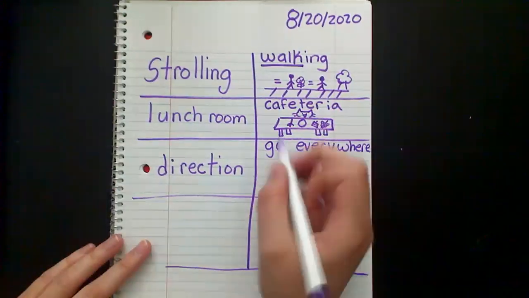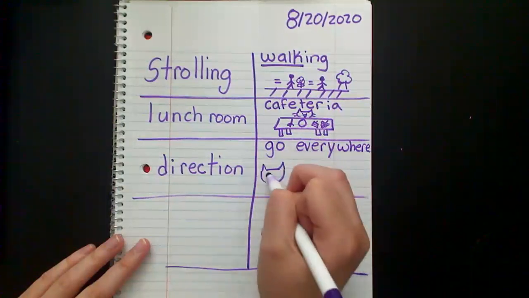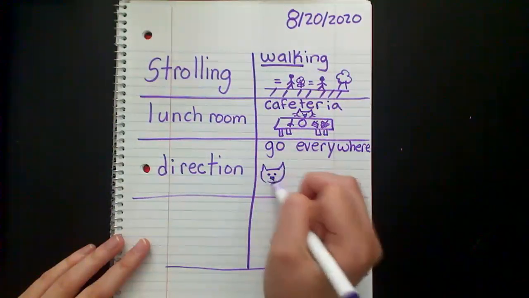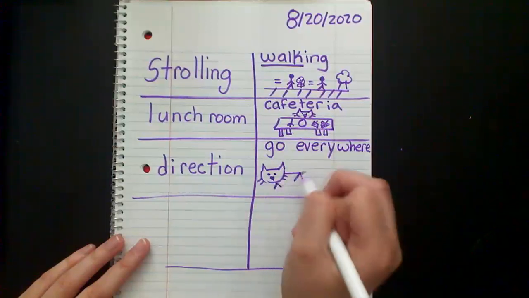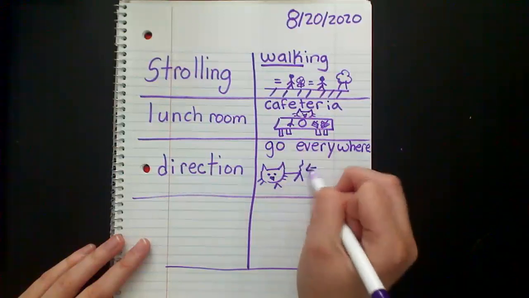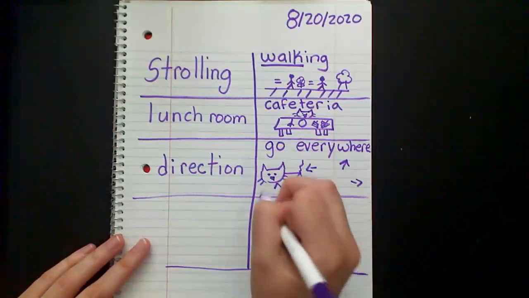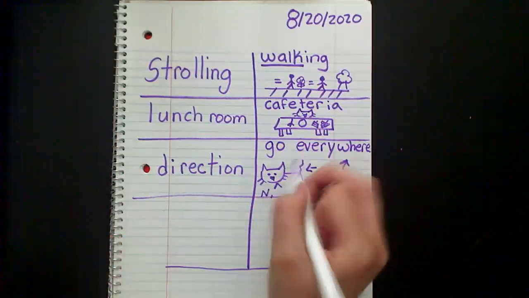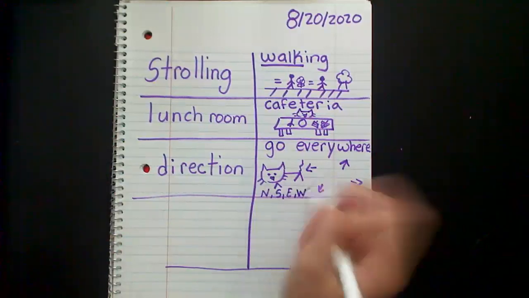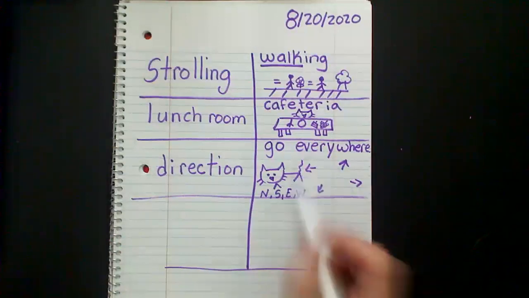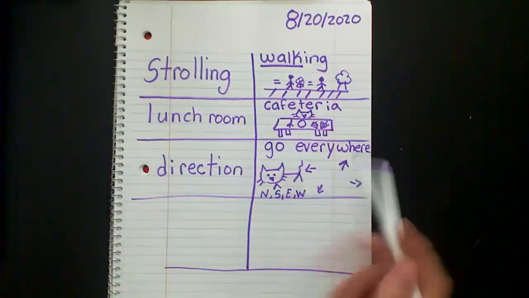And then for our picture, we decided to draw Pete the cat and his friends, and they're all going in different directions. One's going that way, maybe that way, that way, that way. We even put the directions you'd find on a compass, and some students even drew a compass on their page inside their picture. So direction is to go everywhere, all over the place.